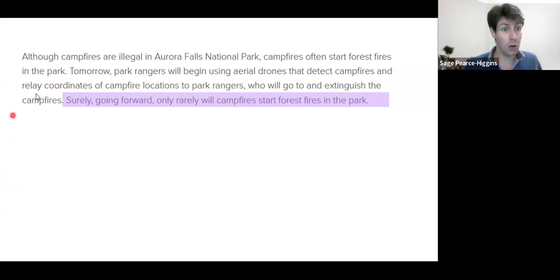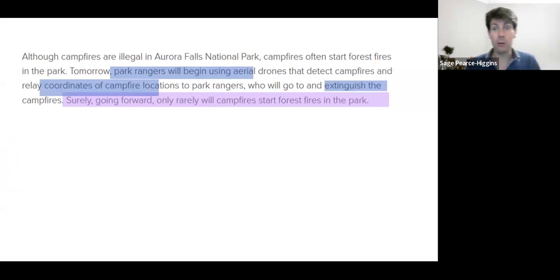And that's their conclusion. And to support it, they've got some evidence about the park ranges and the coordinates, etc., and how this plan is going to work. So there we've got it. But we want to go further than that.